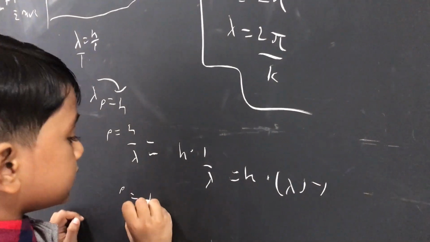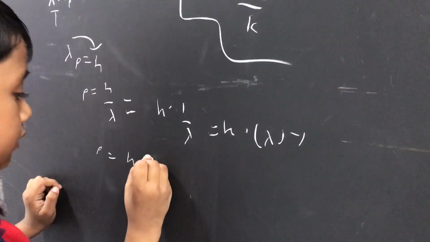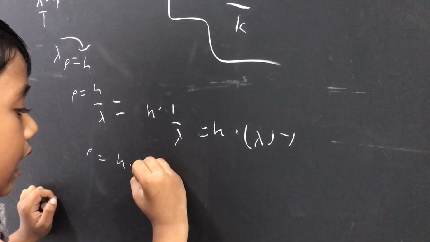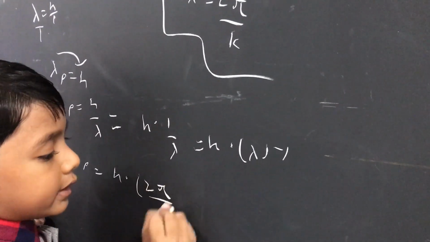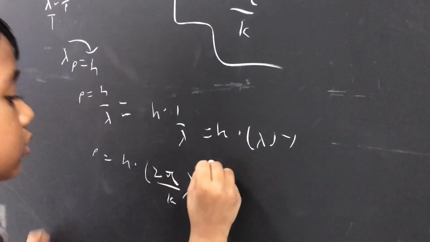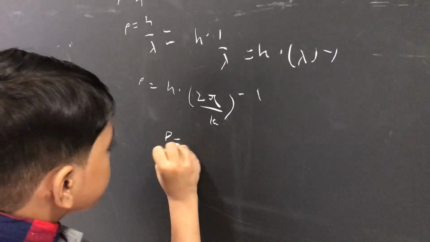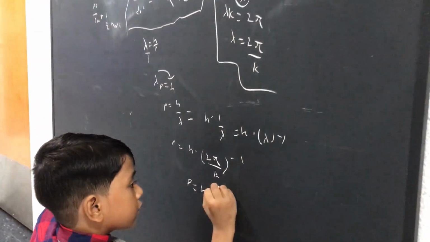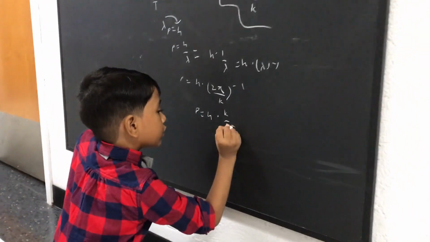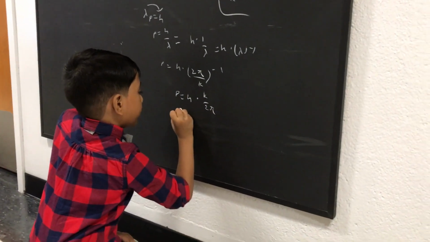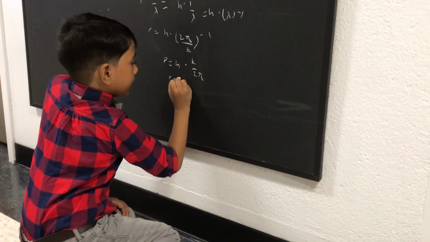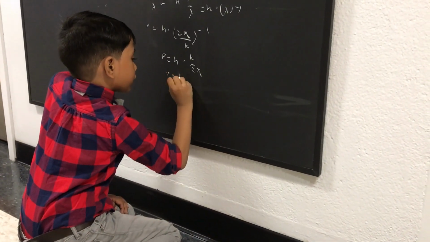P is h times lambda raised to the -1. The value of lambda is 2 pi over k, right? Since there's a -1, we're going to flip it. p is h times k over 2 pi.